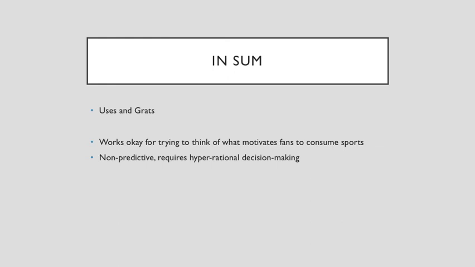One other issue from an academic standpoint is that it's non-predictive, meaning that we only really know what's going on after the fact. The theory itself doesn't make any sort of linear progression or steps of if this happens, then this is definitely going to happen. That's just not how the perspective works. So uses and grats, again, may be useful in our conversations about motivations of fans, but less useful in terms of making academic theoretical hypotheses and things like that.